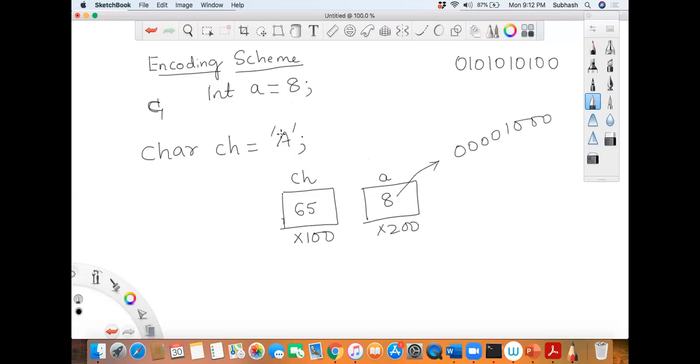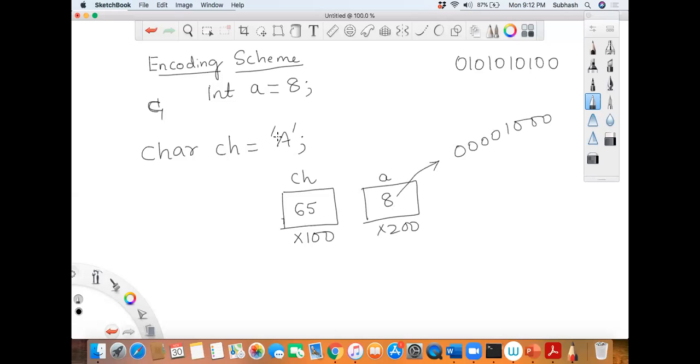Whereas if I want to represent characters, do you think it is possible to represent the character A in binary format, guys? Tell me, is it possible? Only numbers can be represented in binary format, zeros and ones, and not characters. But in the real world, we have to deal with a lot of characters. We have to work with characters, right?